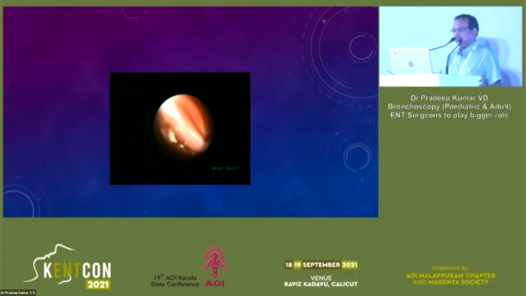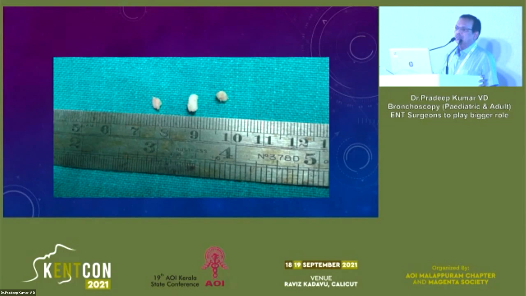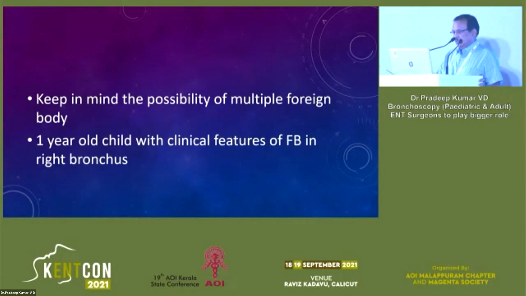It's not coming. Okay, I'm skipping that. So this is a foreign body in the trachea. Just to tell you, at the end you could see all the air passage very clearly. So keep in mind the possibility of multiple foreign bodies, and I'm just skipping this.